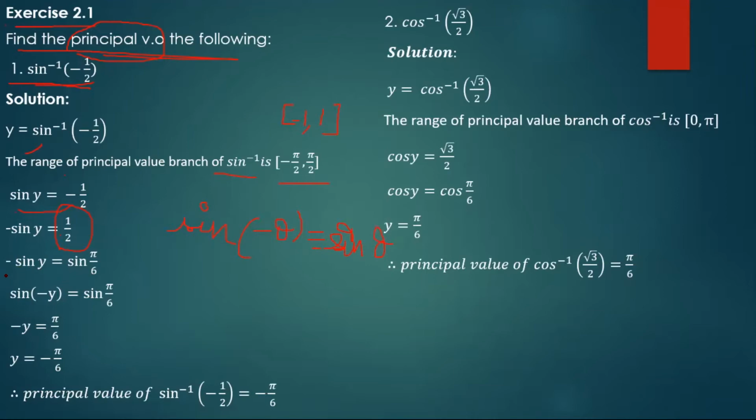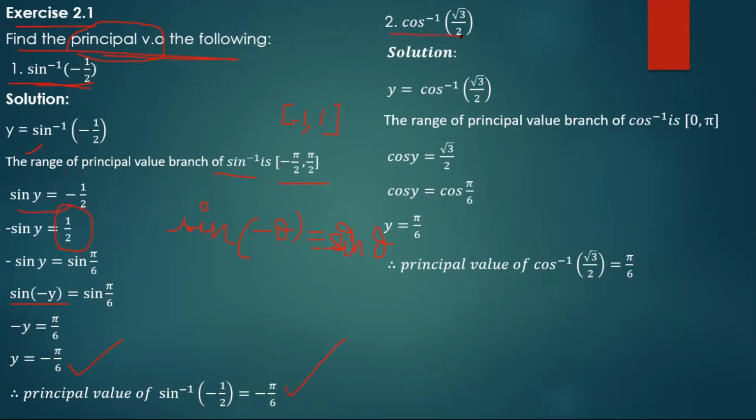So minus sine y we can write as sine minus y, equal to sine pi by 6. So sine goes and we have minus y equal to pi by 6, so y equal to minus pi by 6. So the principal value of sine inverse minus half is minus pi by 6. I hope this is clear. Okay, we'll go for the second problem.